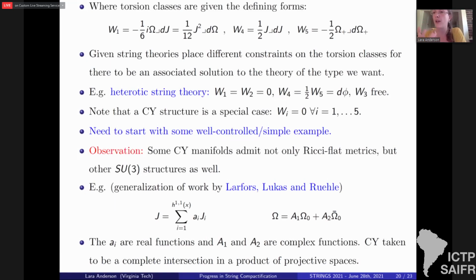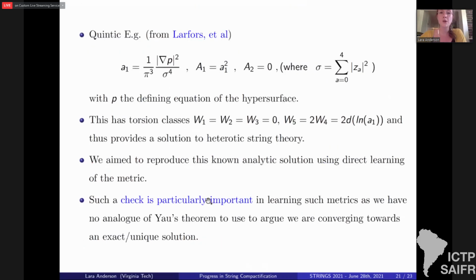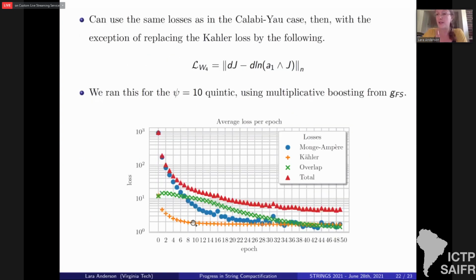So although a Calabi-Yau can admit a Ricci flat metric, it can admit other non-Ricci flat solutions. And we used one of these to try and test the neural networks and see if it worked. So this is particularly important because such metrics have no analog of Yau's theorem. Again, we need to know that we're actually seeing something that isn't a numeric artifact. So let me just go straight to the result.